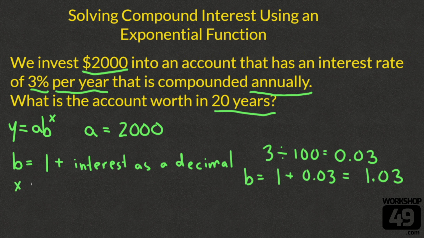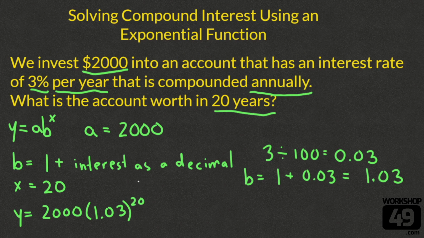And that's the spot that usually gets people. X, that's our time, and in this case, it's 20 years. So we can say x equals 20. Let's go ahead and fill everything in. Y is equal to 2,000 times our base, which we've calculated as 1.03, and that's going to be to the power of whatever our time is, however many years passed.